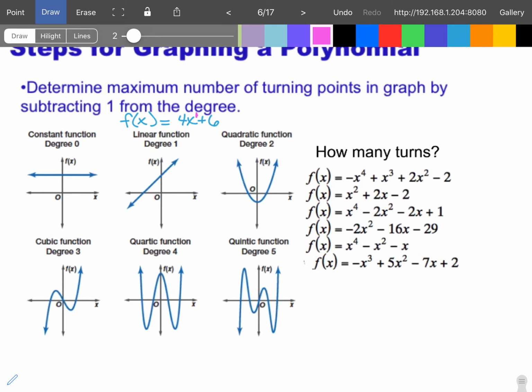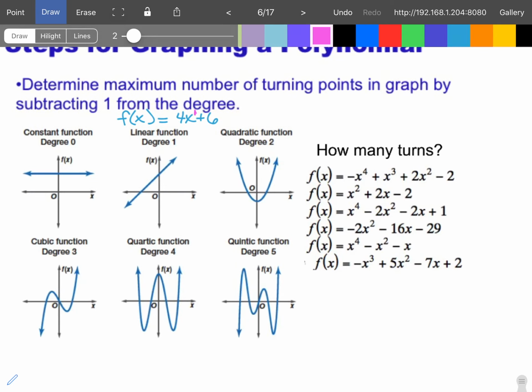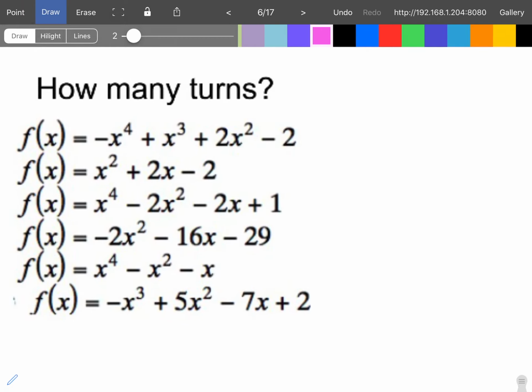So here's some functions. They're written in standard form, and we are being asked how many turns there are. So I want to write a few things down. First of all, in this first function, we can see that we have a degree of 4. So make a little note that the degree is 4. And so if the degree is 4, how many turns do we have? Remember, we have 1 less. So 1 less than 4 would mean we have 3 turns.